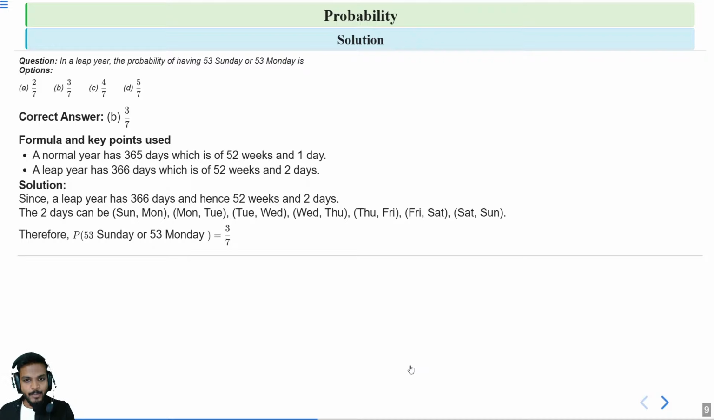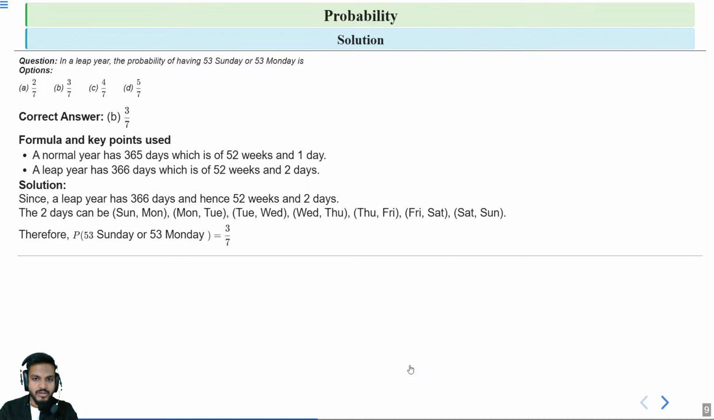So we have to find the probability of 53 Sundays or 53 Mondays. So the total possible cases are 7. And we have to find either 53 Sundays. There are 52 weeks, so we already have 52 Sundays. If one of the two extra days is Sunday, then we get 53 Sundays. And if one of them is Monday, then we get 53 Mondays.